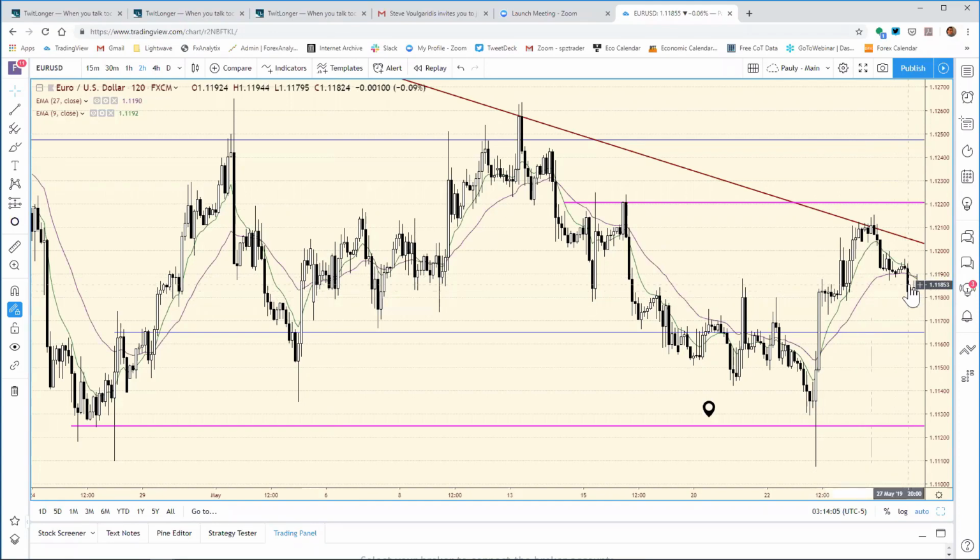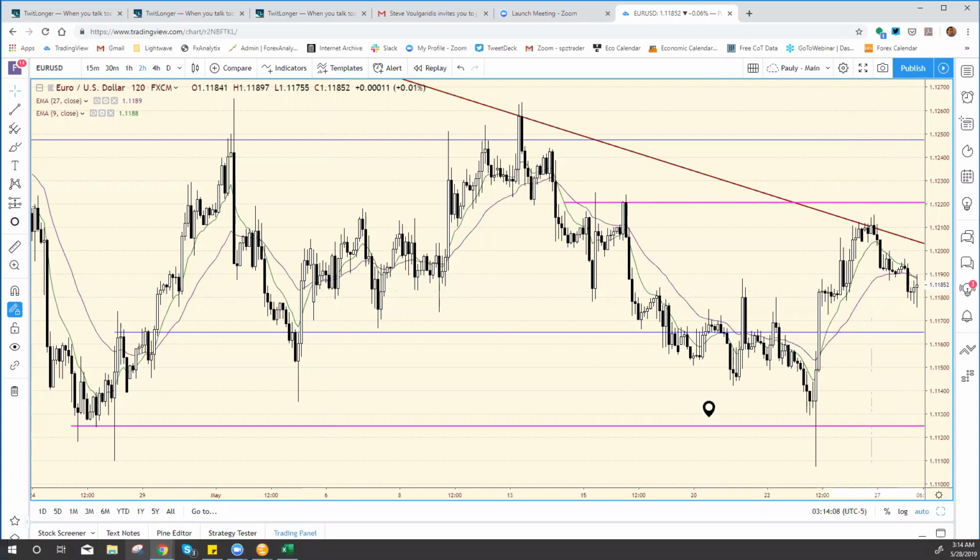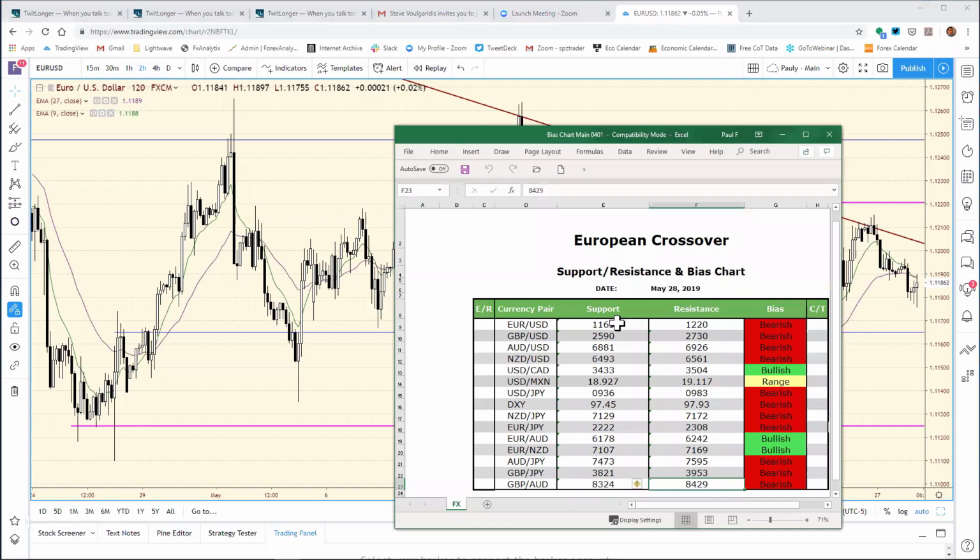We said any moves back down to 1165 will be an opportunity for bears to cover and bulls to add on. They were already bullish to add on, so we'll stay with that. We're going to go with 1165. Keep it fairly tight. There you go, 1165. Resistance, there you go. We'll go with 1220 for today. 1220, it's right here.